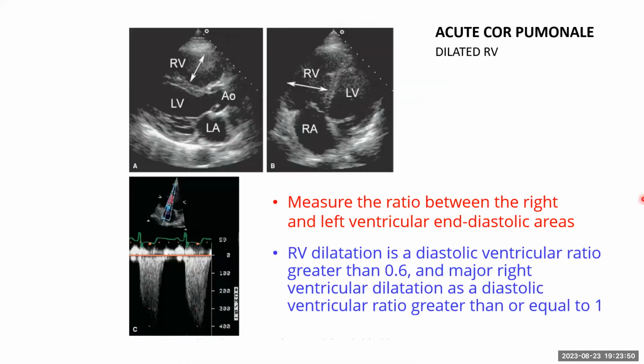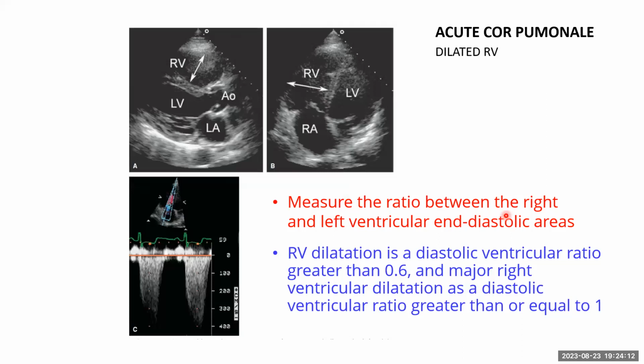Now coming to echo. So acute cor pulmonale is what you get in pulmonary embolism if there is acute RV dilatation. And as you can see here, there is RV dilatation. Again, in the four chamber view, RV is increased, appears larger than LV. And there's a TR here in this particular view.